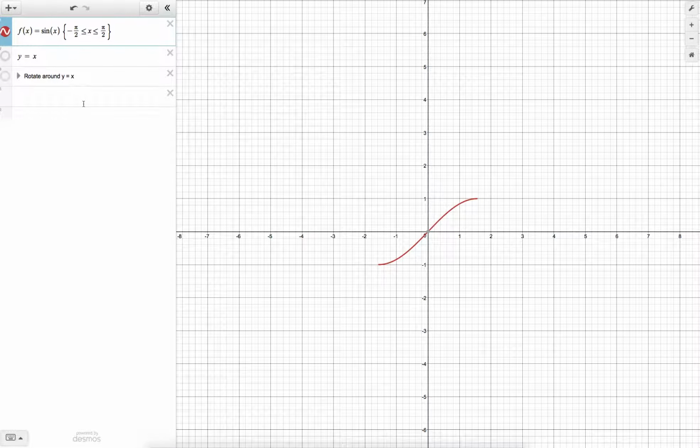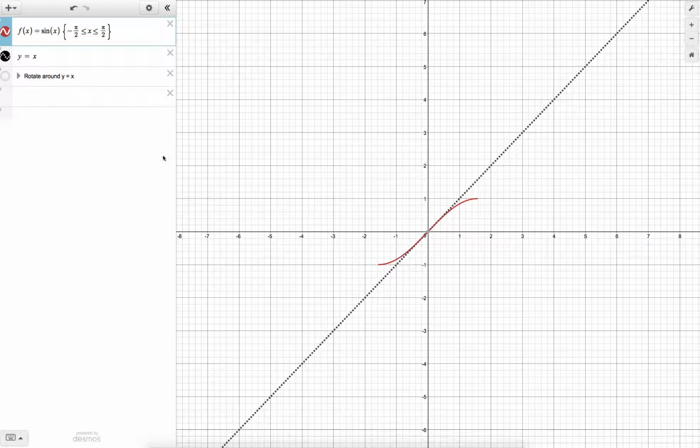All right, so if I'm going to create the inverse function, I know graphically what I do is I draw in this line y equals x, and then what I would like to do is rotate this around the line y equals x. Okay, so here's what I've done.